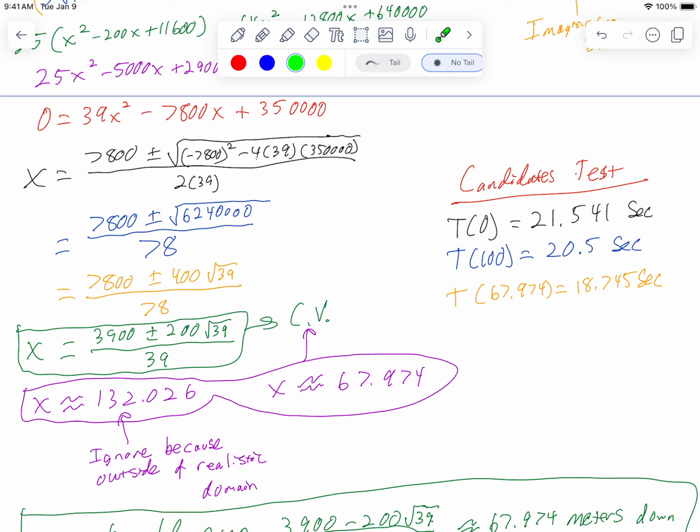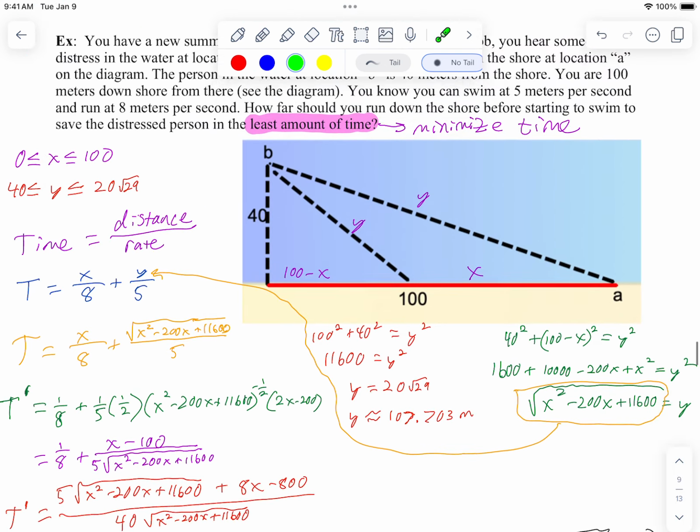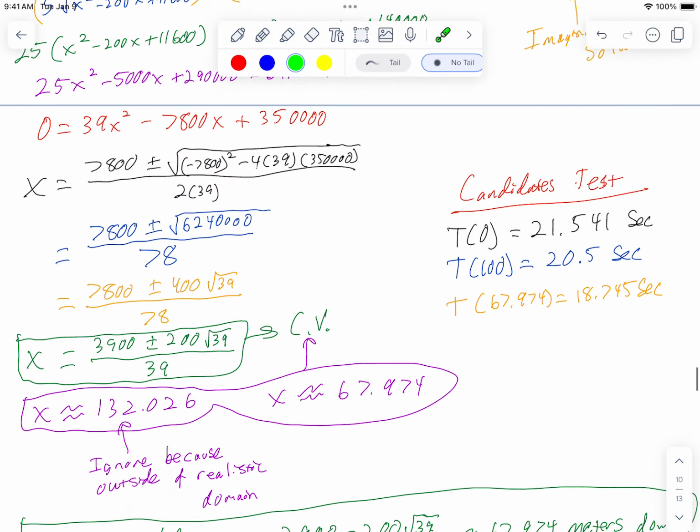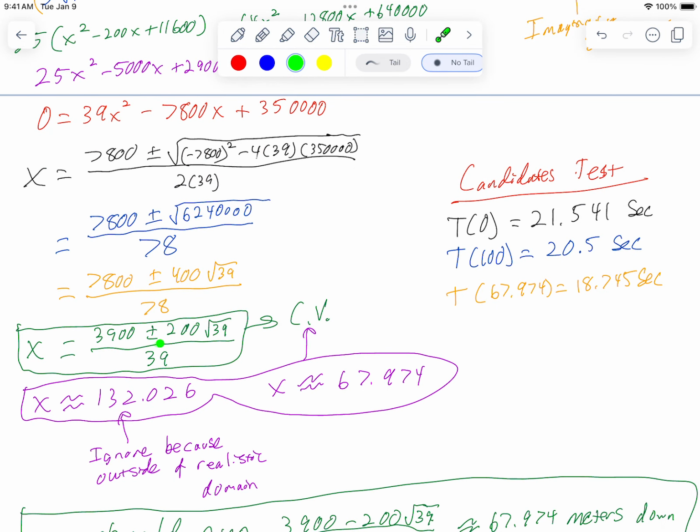Now I do want to type those into the calculator to see what the decimal is. When I do 3,900 plus 200 root 39 over 39, it comes out to be approximately 132.026. I can ignore this because it is outside of my realistic domain. Remember, the maximum we said x would be is 100 because I'm not going to run past the person down the beach. When I do 3,900 minus 200 root 39 over 39, I get approximately 67.974. Great, that is within my domain.